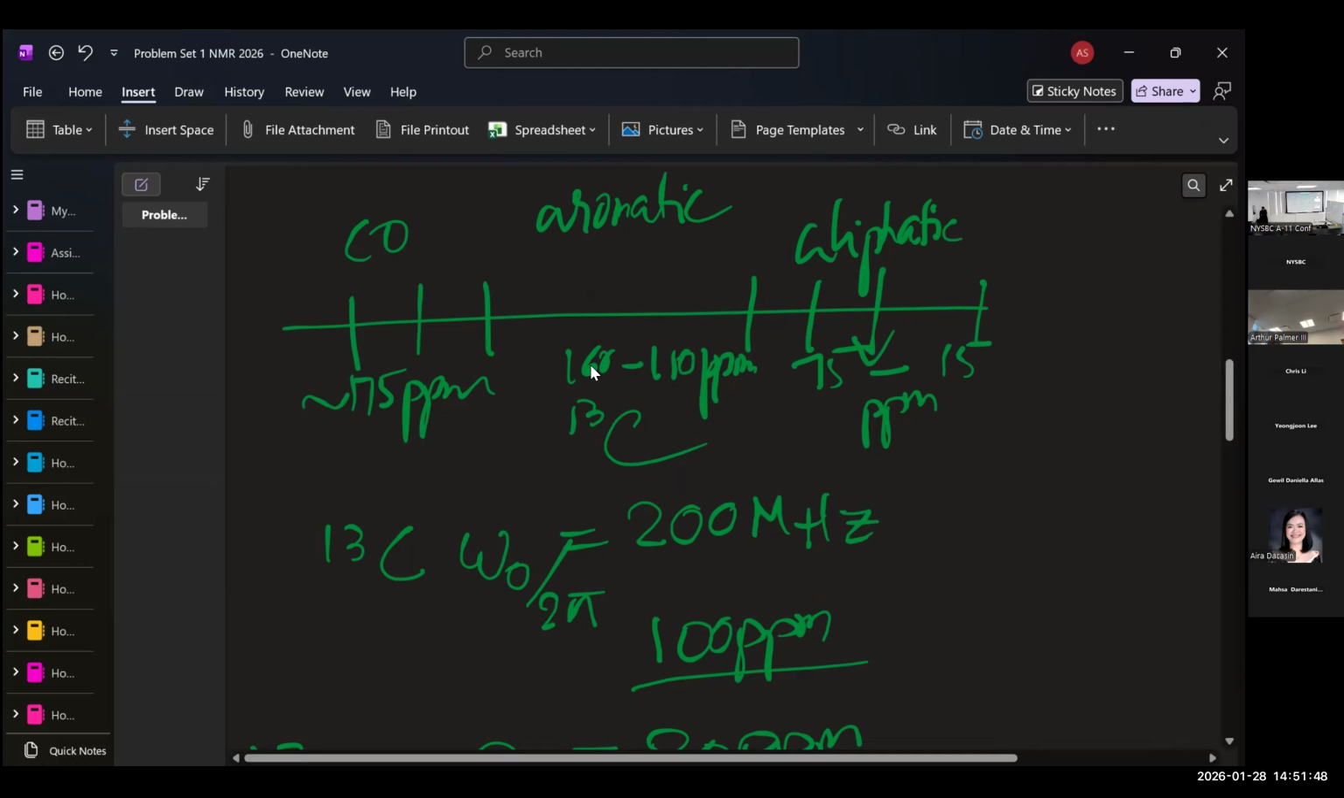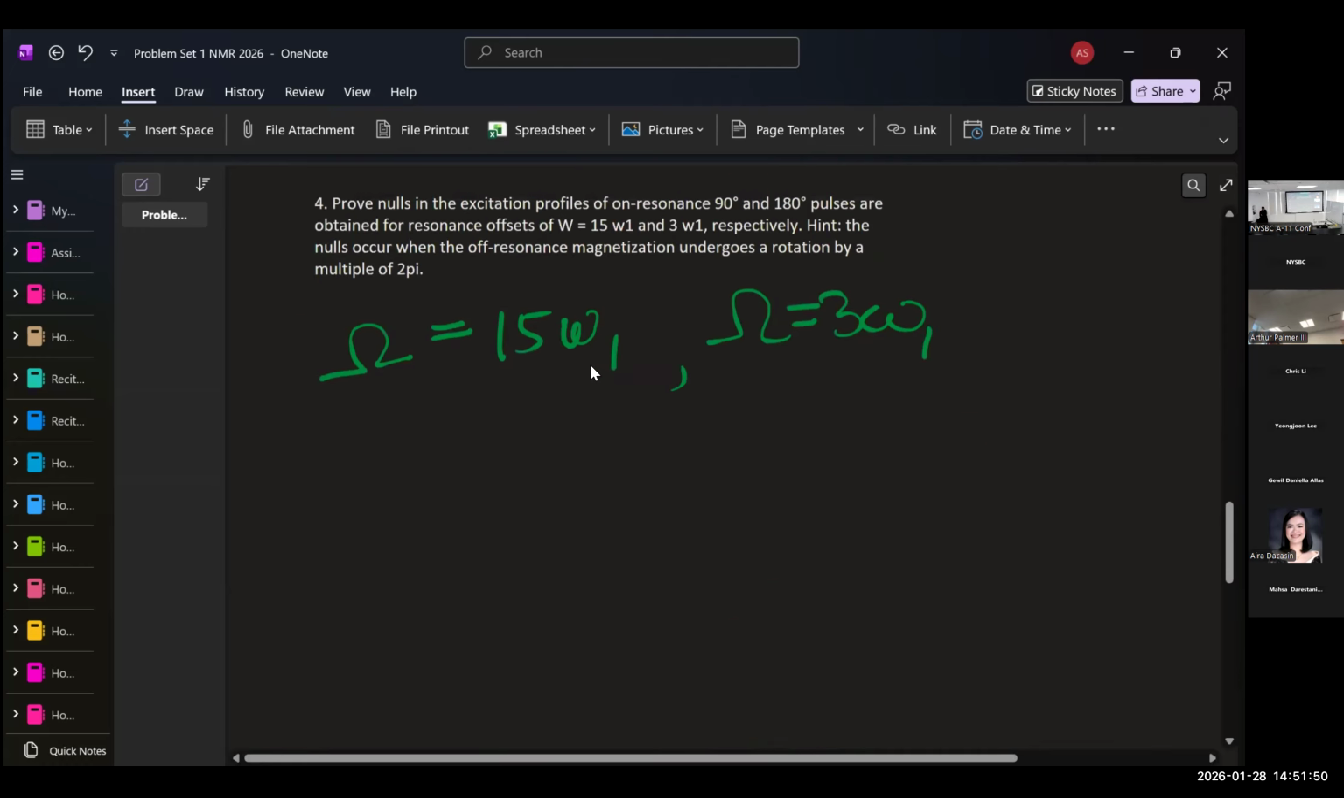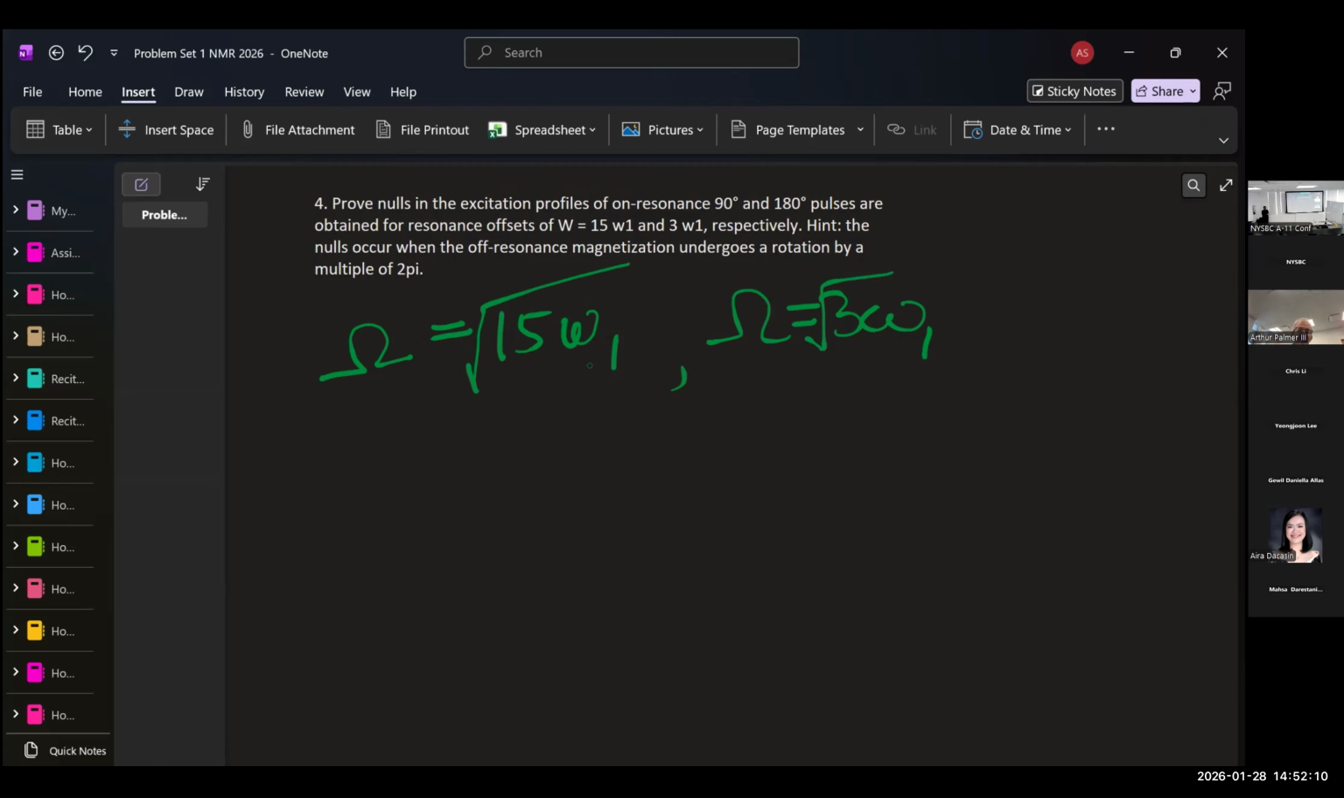And the question is asking you to prove that will happen for an offset that is 15 times the nutation frequency, or Rabi frequency, and then for the 180-degree pulse, it will happen for 3 times the Rabi frequency. I think a square root got lost. Oh, that's right. Thanks, Sam. I didn't forget about that. Somehow, when I copied the problem into OneNote, it disappeared.